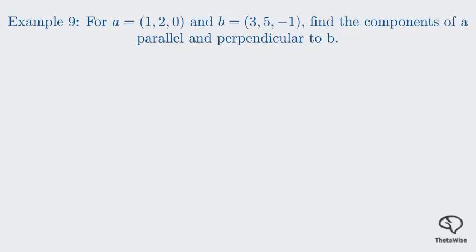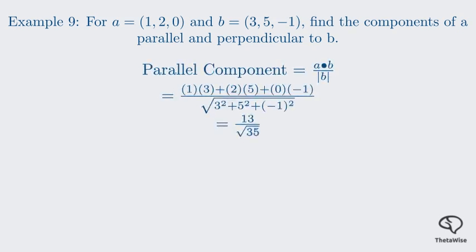Let's apply these two formulas with an example. First, the component in the direction of B. We calculate A dot B, which is 13. We calculate the magnitude of B, which is the square root of 35. So the parallel component is 13 over the square root of 35.